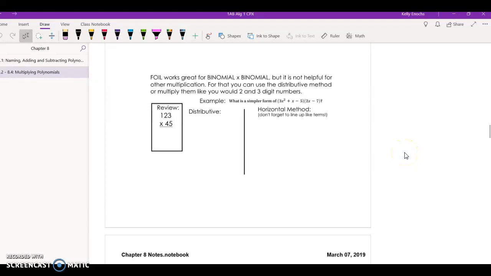Okay, next up, I want to talk really quickly about multiplying any polynomial times any other polynomial. So a binomial times a trinomial, or a trinomial times a trinomial. And just like with binomial times binomial, there are a couple of different ways you can do that. The first is just to do your distributive property like we did before.